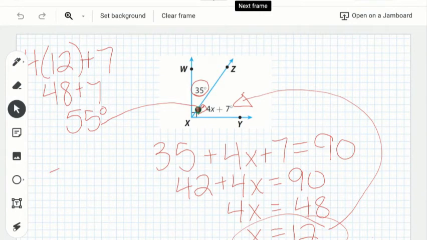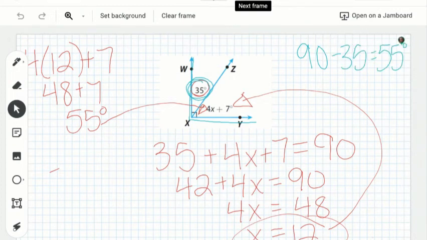And you probably are already noticing, hey, we could have done that a little bit differently. Perhaps you notice that this angle right here is 35 degrees. I know this whole angle here is 90 degrees. So I actually could have done in this case 90 take away 35 and gotten 55 degrees. It doesn't always work out that way so nicely, but you could have done it in this case. All right.